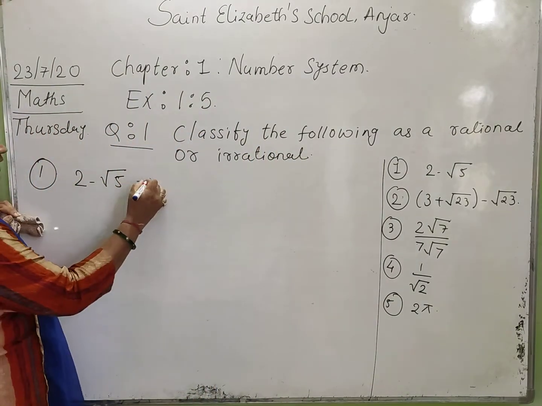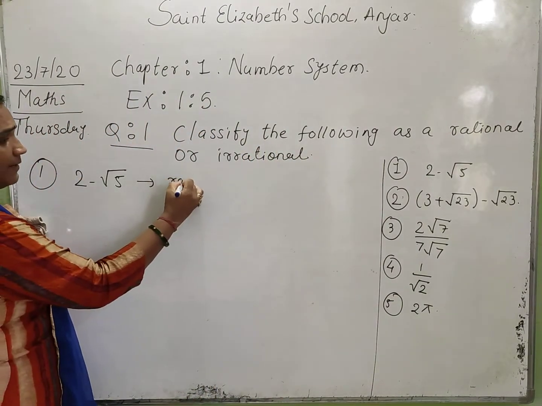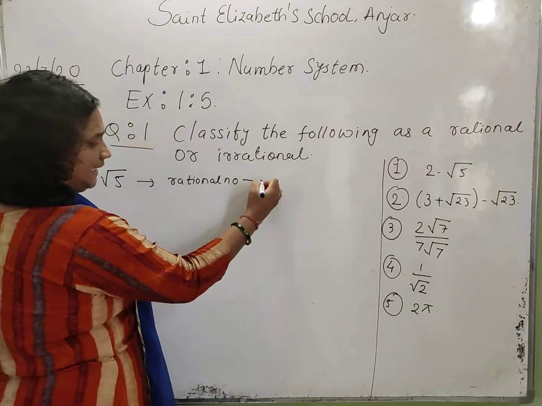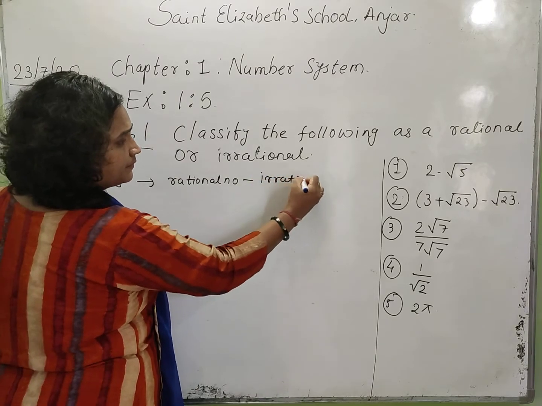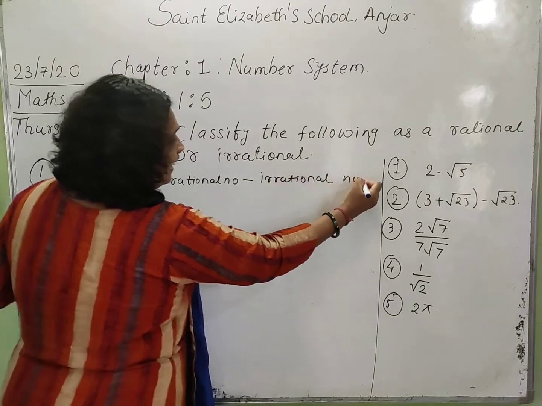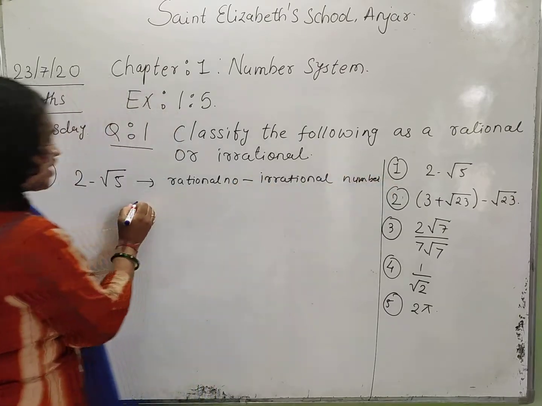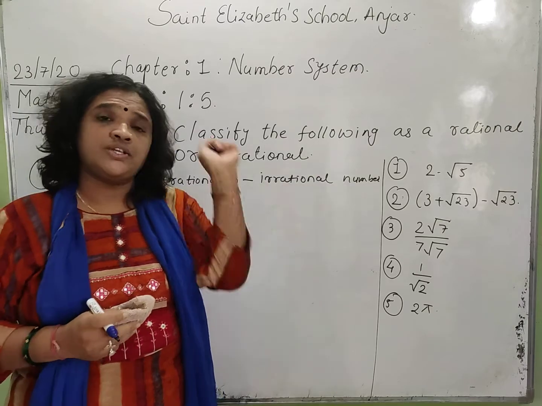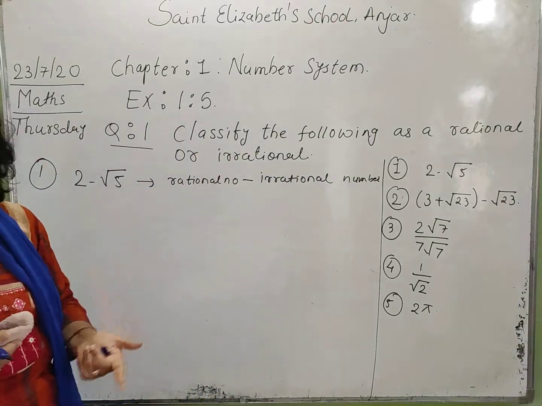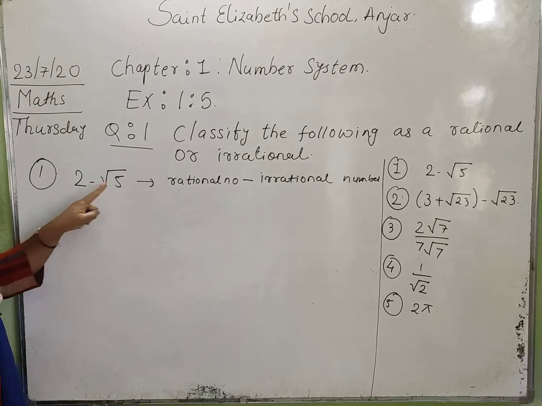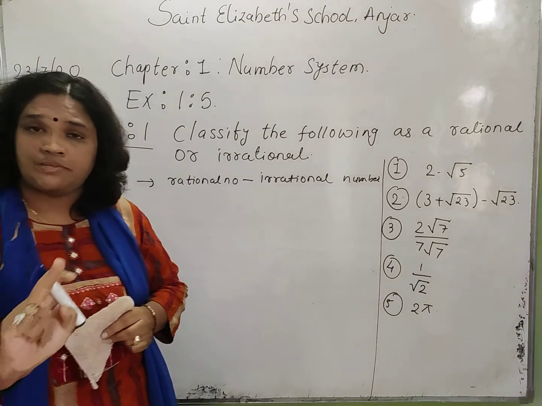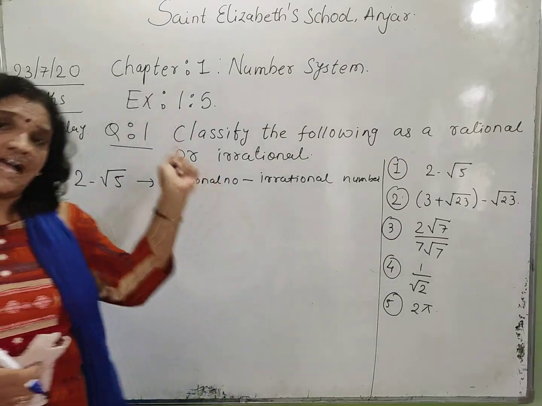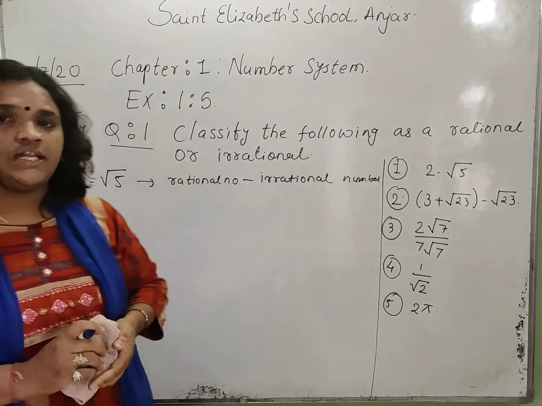Now see, this 2 is a rational number, minus root 5 is an irrational number. And I told you, if you take a rational number minus an irrational number, what is the number? That is an irrational number. Why? Because 2 is a whole number and root 5 is a non-terminating, non-recurring decimal number. And therefore its answer is going to be an irrational number.